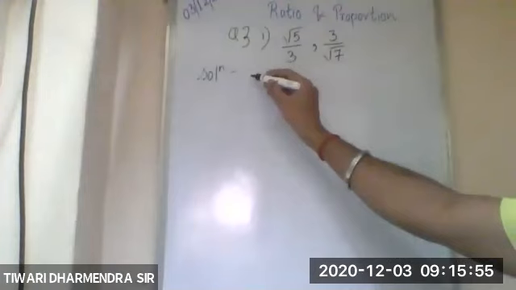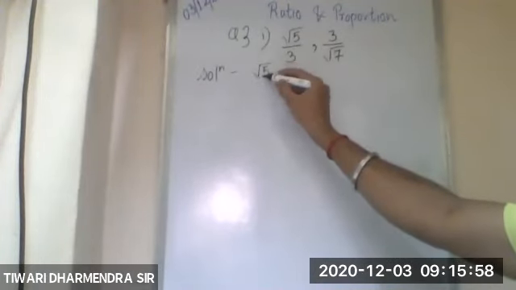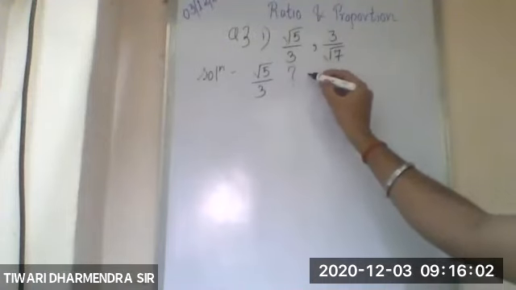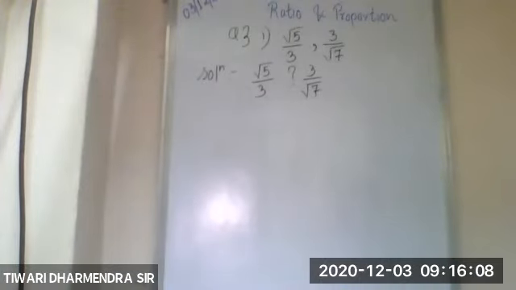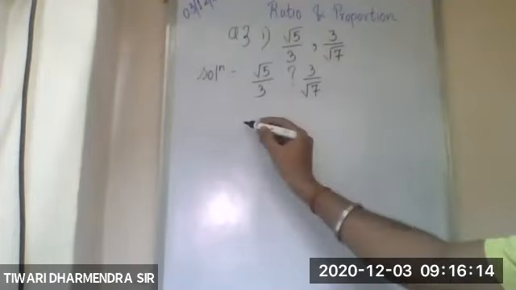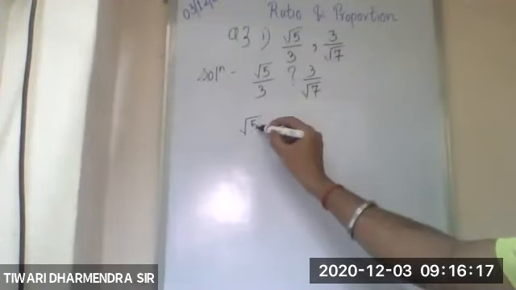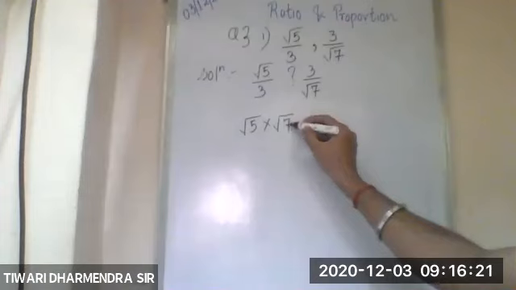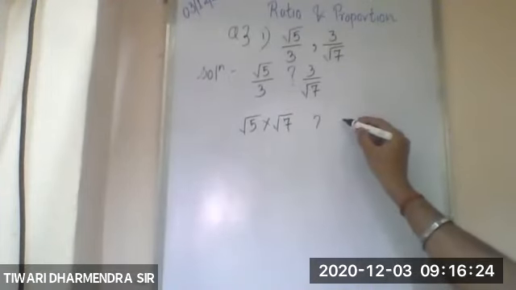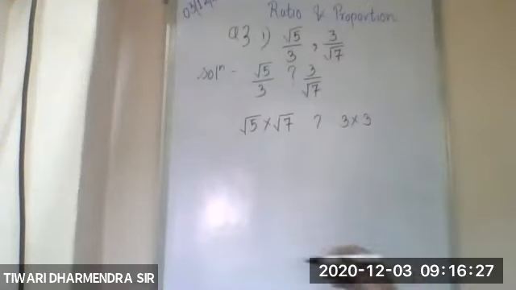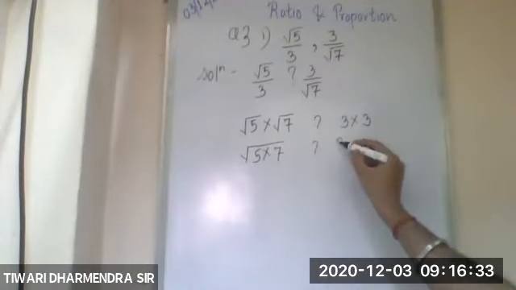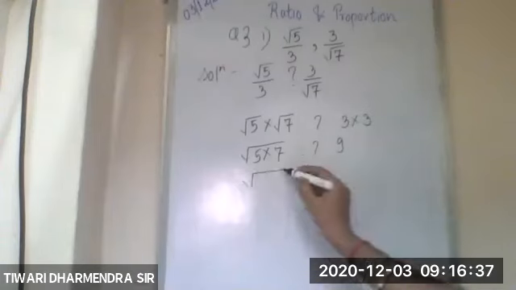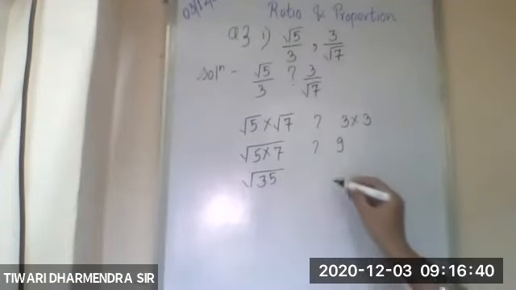Solution. As we don't know the relation between the two ratios, root 5 upon 3, question mark, 3 upon root 7, we need to find the relation between them. What we normally do is a cross multiplication. So take root 5 into root 7, and since we don't know the relation, just put a question mark, 3 into 3. This is nothing but root of 5 into 7, question mark, 9. Root of 35 and here 9.